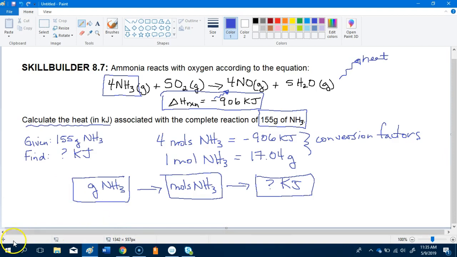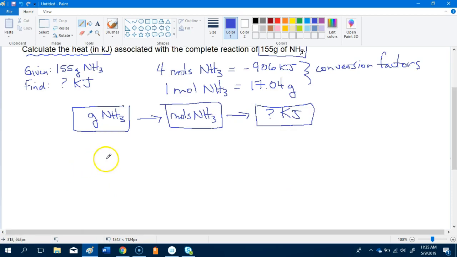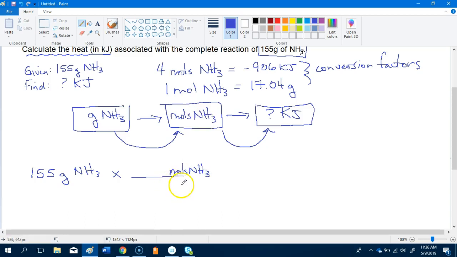So I need a little bit more space, so I'll be right back after I get that. Okay, now that I have a little bit more space, I can continue. So I'm going to go from grams to moles and then moles to kilojoules. So my grams of ammonia that I was given were 155 grams of NH3. And then I'm going to multiply by a conversion factor that's going to give me moles of NH3, which means that on the bottom I have to do grams of NH3 in order to cancel out my grams.